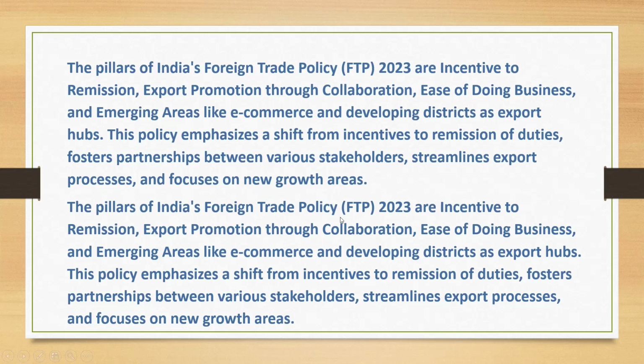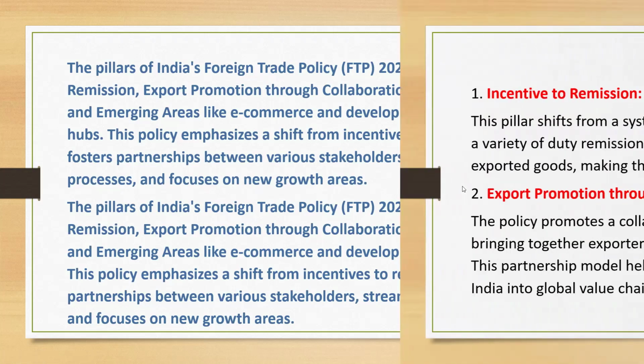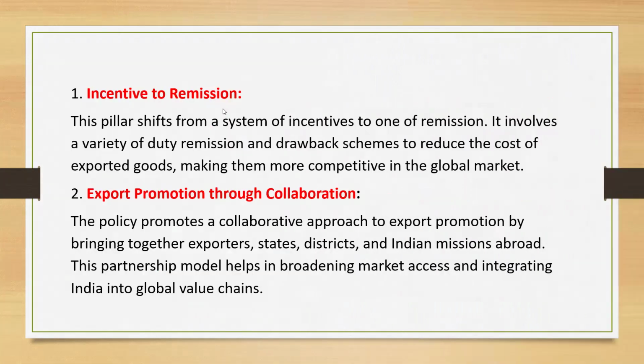So the pillars of India's FTP are incentive to remission, and so on, as given. Let's see these pillars one by one. First, incentive to remission. This pillar shifts from a system of incentive to one of remission. It involves a variety of duty remission and drawback schemes to reduce the cost of exported goods, making them more competitive in the global market.